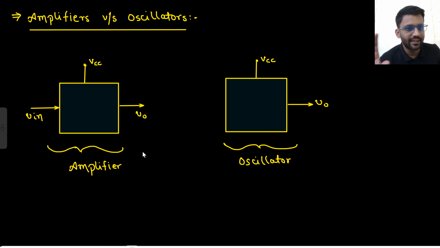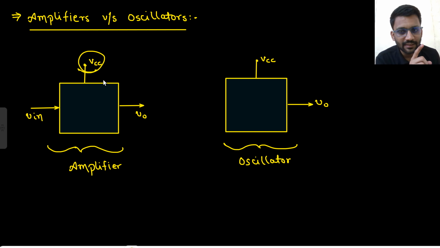Amplifiers we have studied. Using MOS we have designed amplifiers. What we did there: first we gave a DC bias, then we applied a small signal input and we received some output. We gave a DC bias, applied some small signal input, and received some amplified output. This circuit was giving you an amplified output using this DC bias.